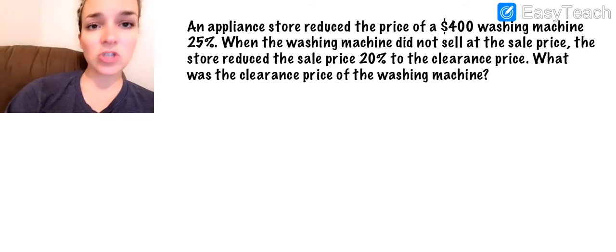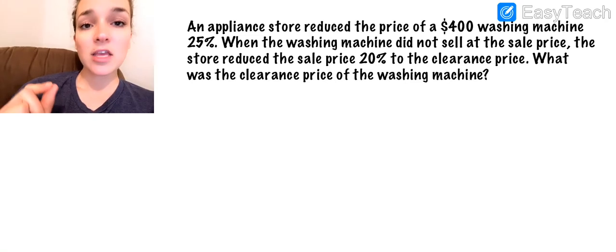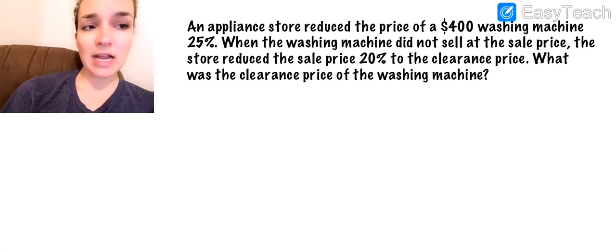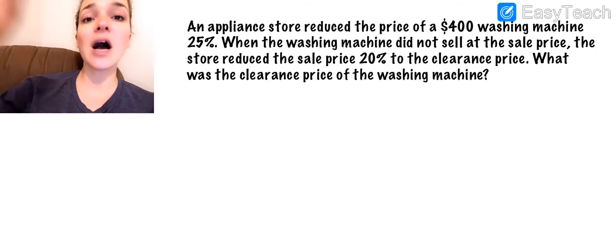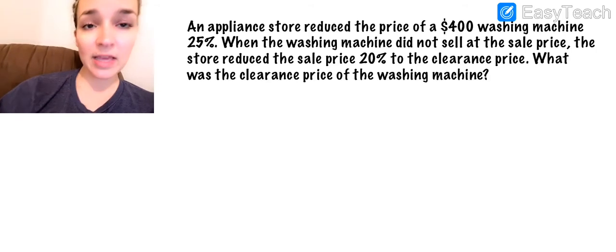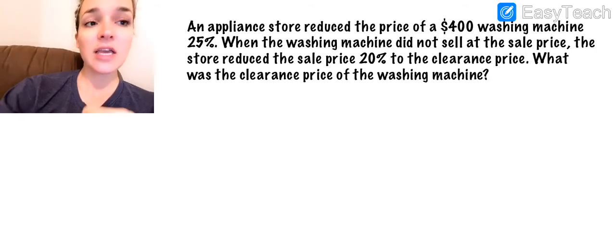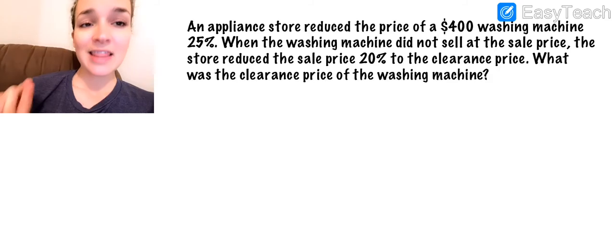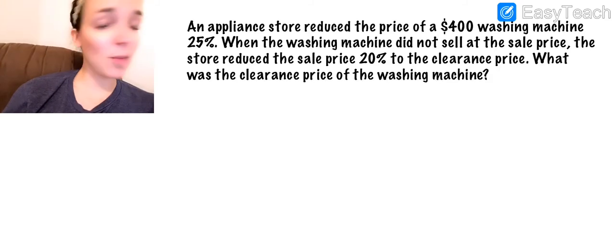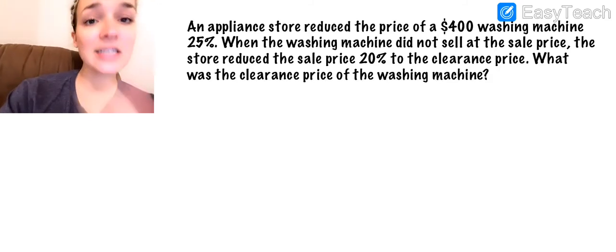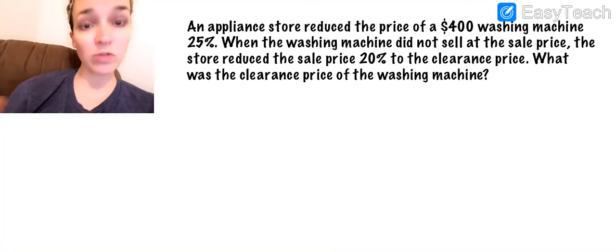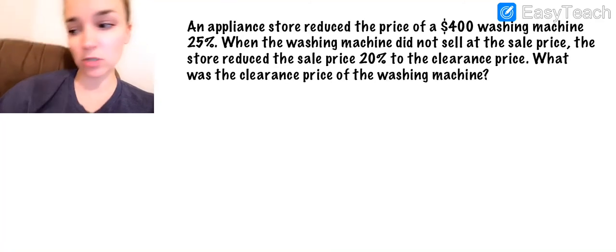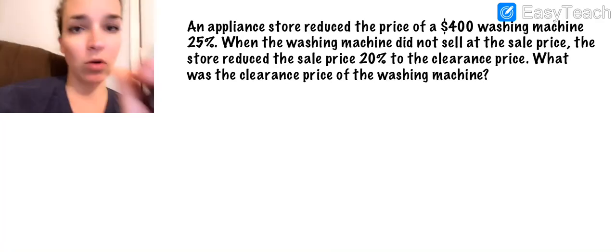Successive discounts is when you take a discount, you discount something, and then you get a new price after you discount it. Then you want to discount again. So when that happens, the first discount is being taken off the original price. The second discount is not being taken off the original price, it's being taken off the new price that was the result of the first discount, okay? So let me show you how this works.